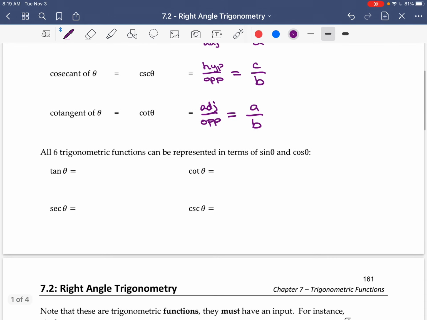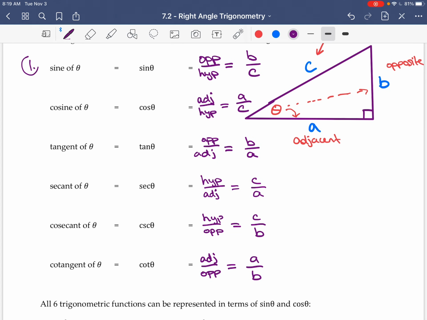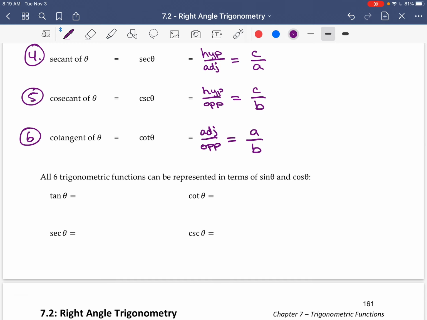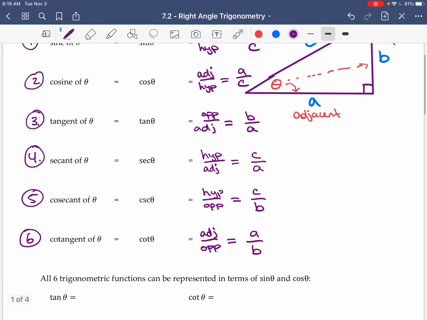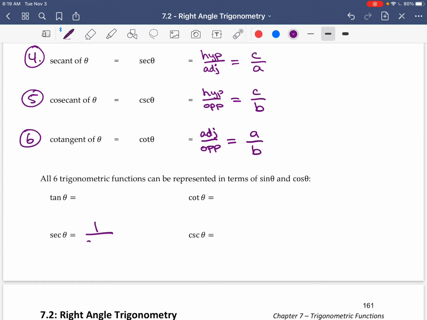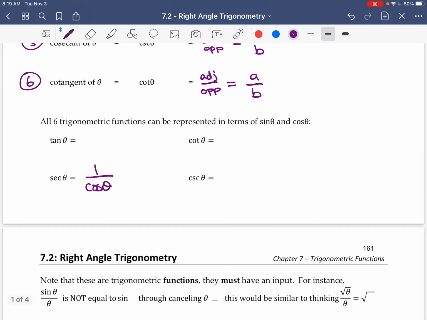Now, all six of these trig functions can be represented in terms of just sine and cos, some of them more easily than others. I'm going to start with secant theta, actually, instead of tan theta. Secant theta is the hypotenuse over the adjacent, but cosine of theta was adjacent over the hypotenuse. So it was just the flip. So secant is just 1 over cosine theta. Similarly, cosecant is the flip of sine theta, so cosecant is just 1 over sine theta.